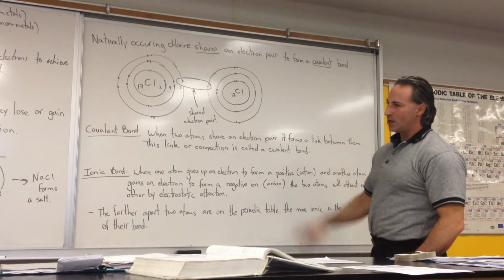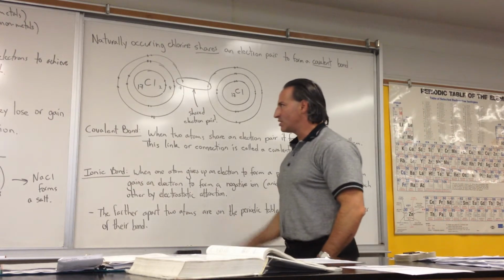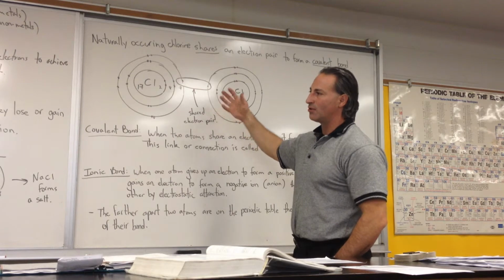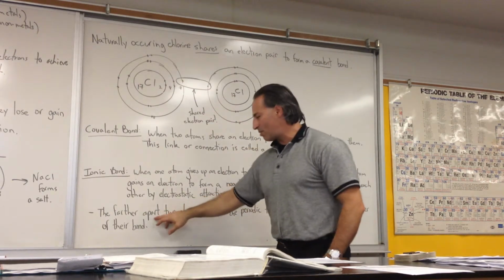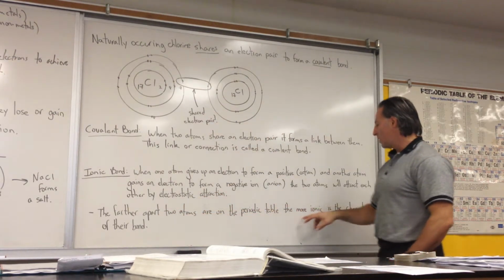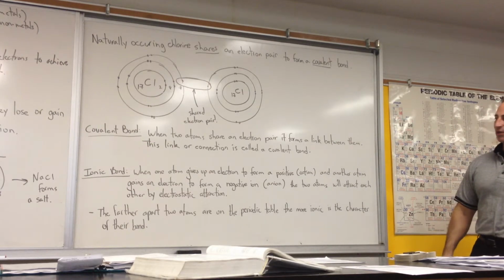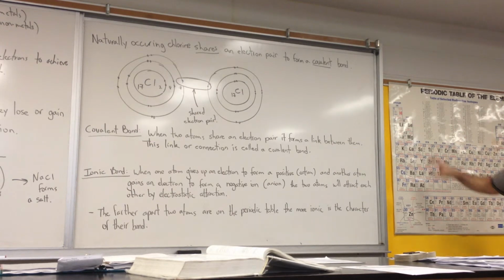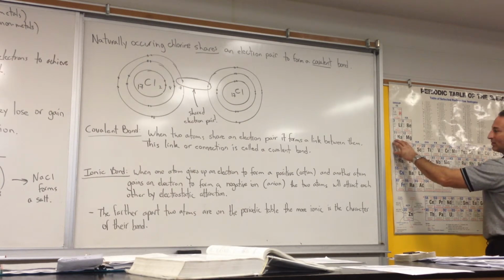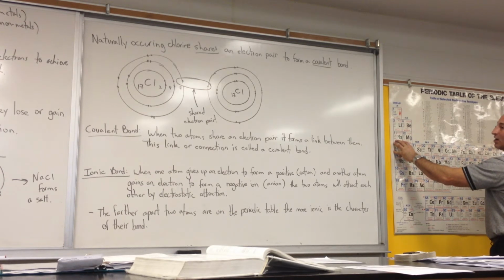So one good rule of thumb you can remember to help you judge whether something is going to have an ionic bond or a covalent bond is that the farther apart two atoms are on the periodic table, the more ionic is the character of their bond. So for example, if you have potassium combining with chlorine, they're far apart on the periodic table. That's a good indication that you have an ionic compound forming.